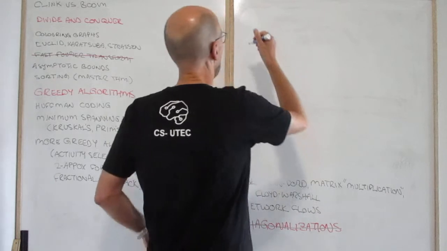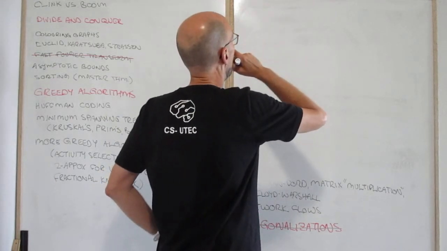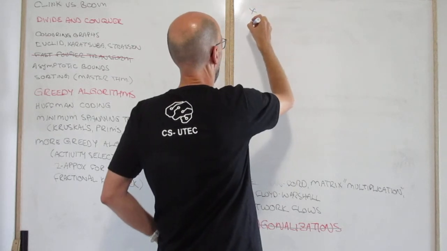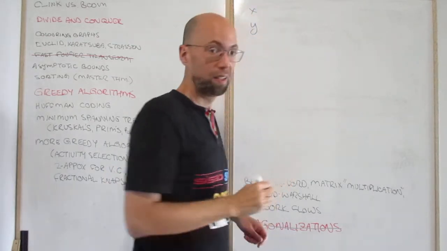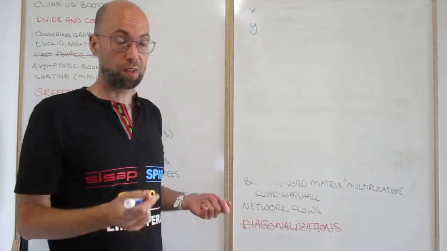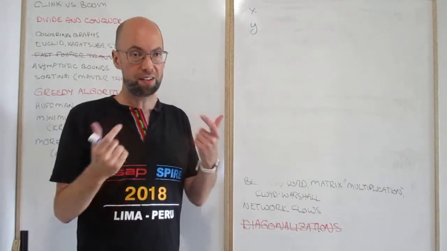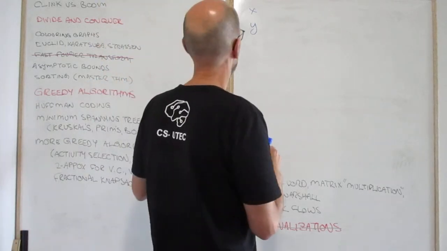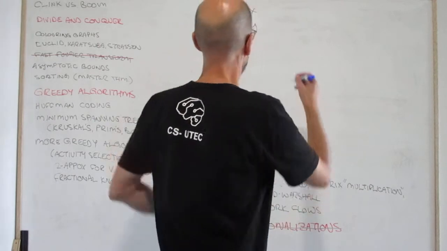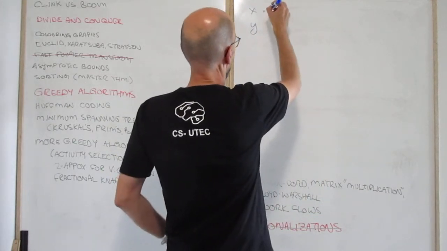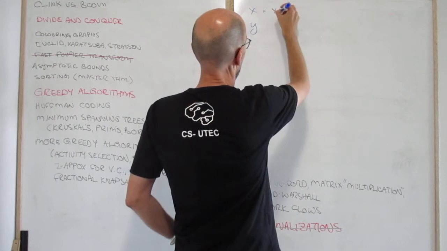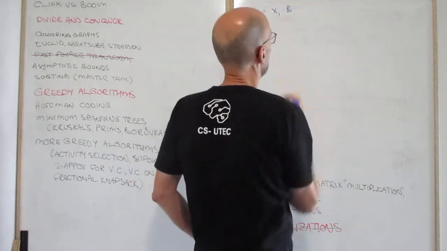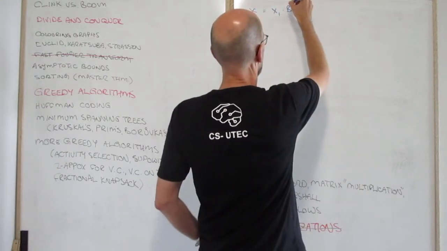How does Karatsuba work? Suppose you have these two numbers, x and y, and you want to multiply x and y. Suppose that these are n-digit numbers. So what we're going to say is this is x1 times b to the n over 2.